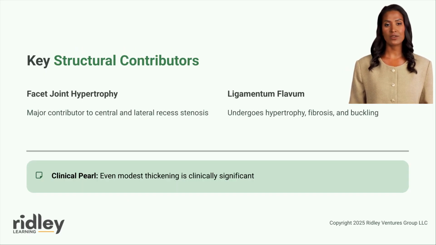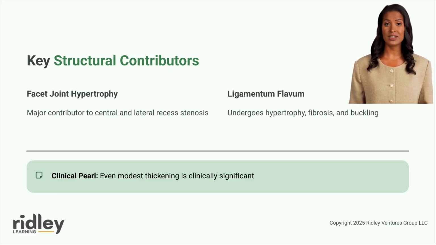Facet joint hypertrophy represents a major contributor to both central canal and lateral recess stenosis. As disc height is lost and mechanical loading shifts posteriorly, the facet joints undergo osteoarthritic changes including cartilage degeneration, subchondral sclerosis, and osteophyte formation. The hypertrophied facet joints, particularly their anteromedial aspects, encroach upon the lateral recesses and central canal.